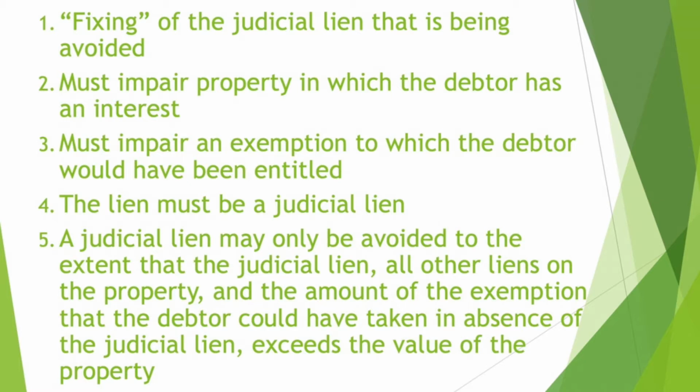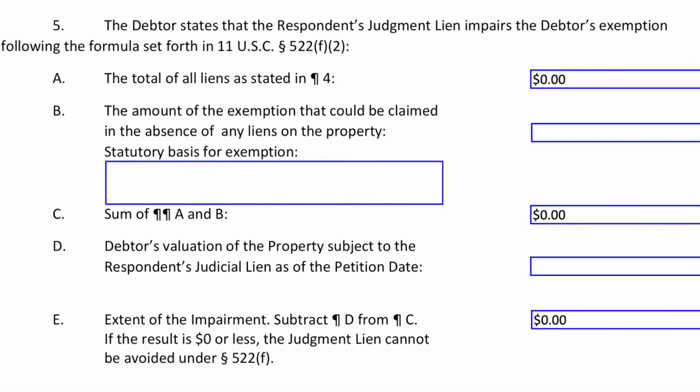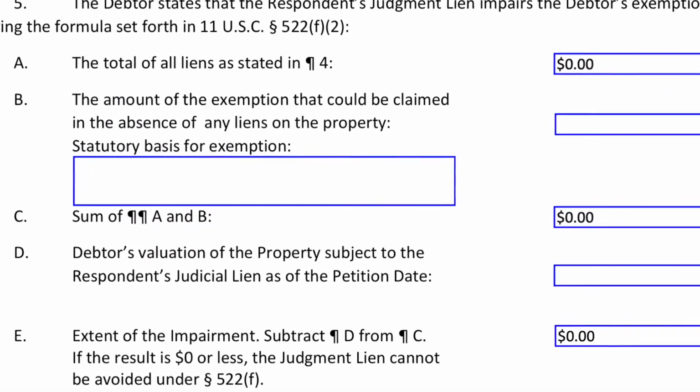Second, the judicial lien must impair property in which the debtor has an interest. Third, the judicial lien must impair an exemption to which the debtor would have been entitled. Note that the language of the sentence is hypothetical. Fourth, the lien must be a judicial lien, not a consensual lien or a statutory lien. Fifth, a judicial lien may only be avoided to the extent that the judicial lien, all other liens on the property, and the amount of the exemption that the debtor could have taken in the absence of a judicial lien exceeds the value of the property. The Bankruptcy Court has deciphered this mathematical formula for individual debtors and has a judicial lien avoidance formula available on its website.